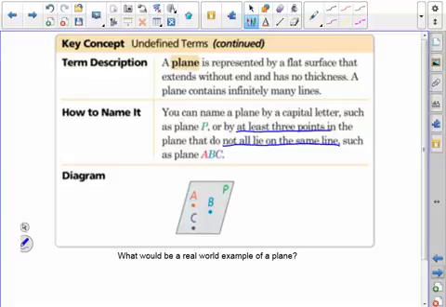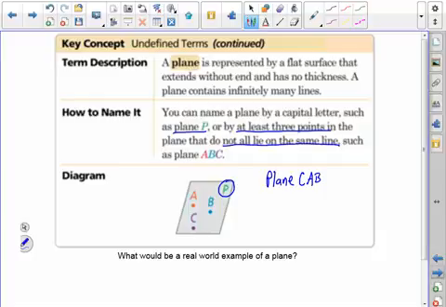The way that we name a plane is we can pick a single capital letter, so I can call that plane P, like you see right here. But I could also call it plane ABC. I don't have to put the letters in that order. As long as I have those 3 letters, I can name it. So I could call it plane CAB if I wanted to. The order in which we name the points doesn't matter, but a lot of times you will see people write them in alphabetical order.